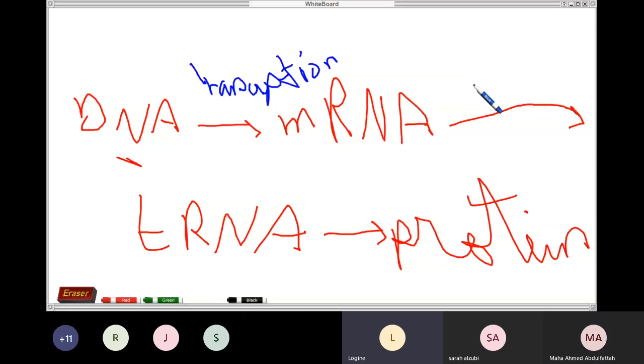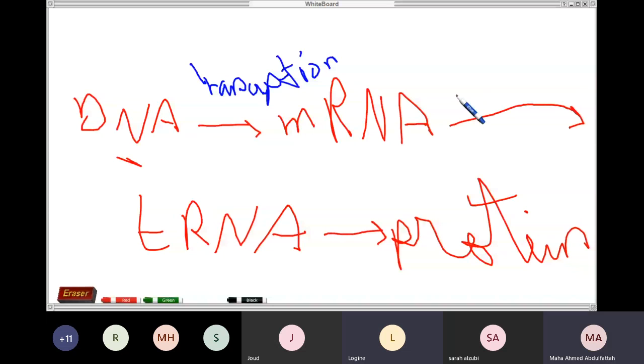the code in the messenger RNA is translated by the transfer RNA into a protein. This process is called what? Mute your mics, girls. Just type translation. It is translation. You remember?